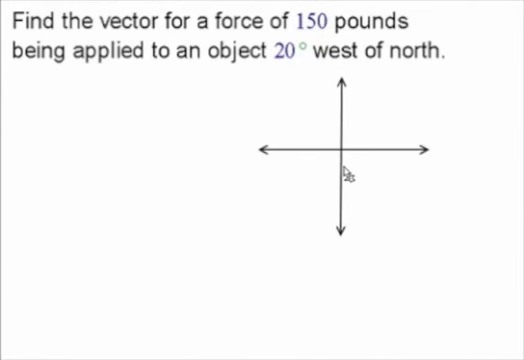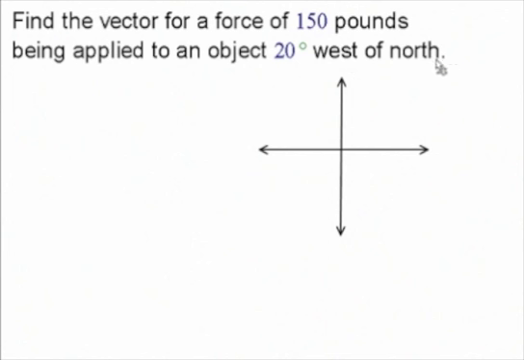An example of taking a vector that's written as a magnitude and a direction and changing it back into regular IJ notation. In this case, though, it's kind of worded a little weird. We have a force of 150 pounds being applied to an object 20 degrees west of north. Well, the first thing I want to do is find out which way it's going, and then just call the magnitude of this thing 150.